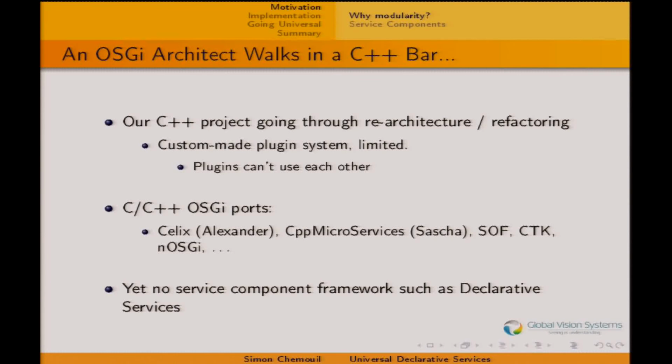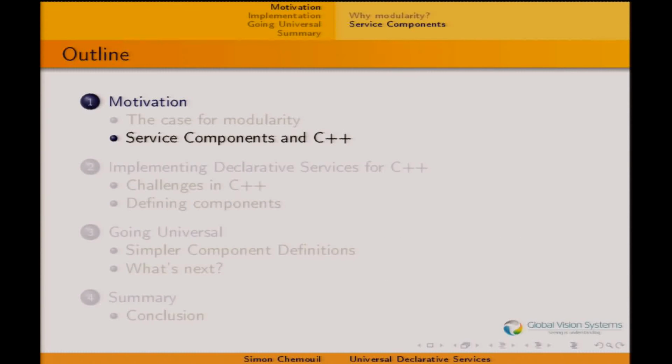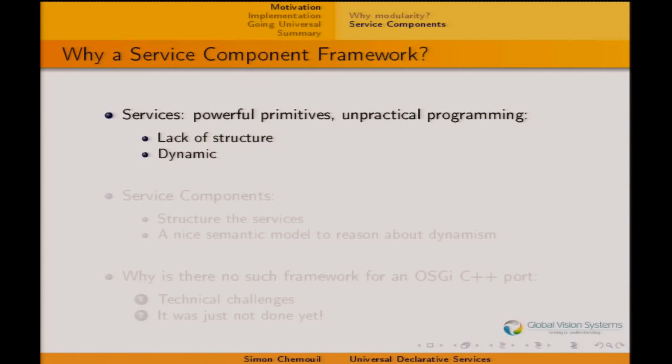And I was kind of surprised because when I'm doing OSGi, I want to have a component framework. That was in Emily's best practices. You don't do services directly, you use a component framework. So let's see, why should we need a component framework? A bit more details. Services are actually powerful primitives, yet they are very difficult to maintain.